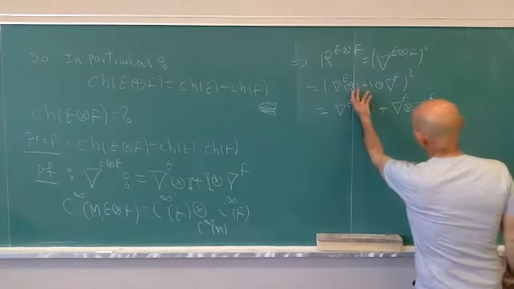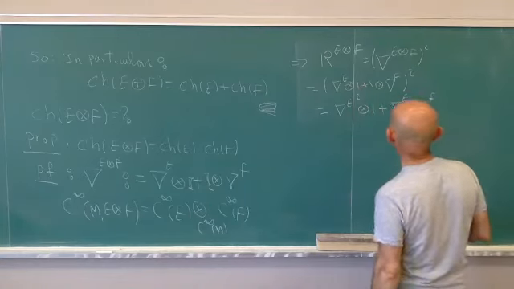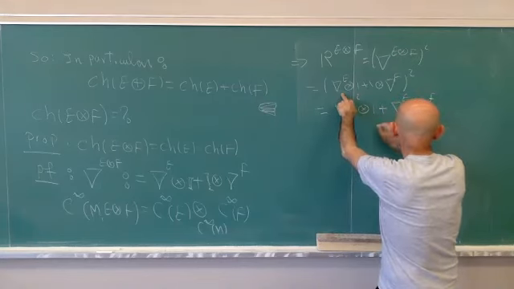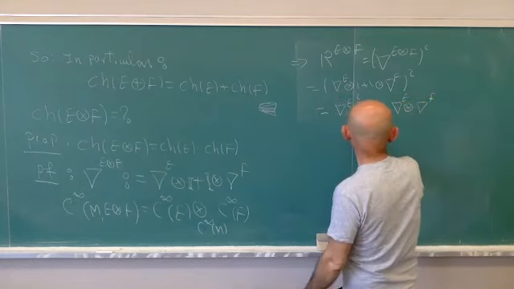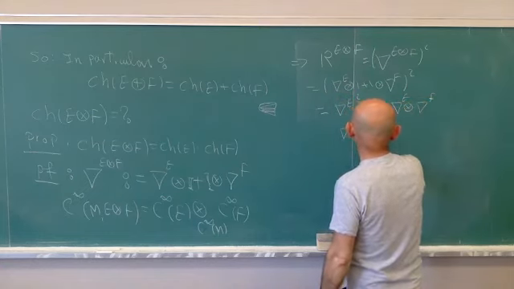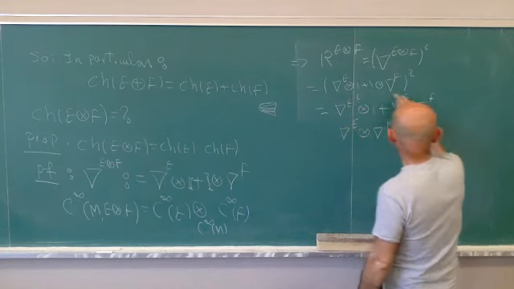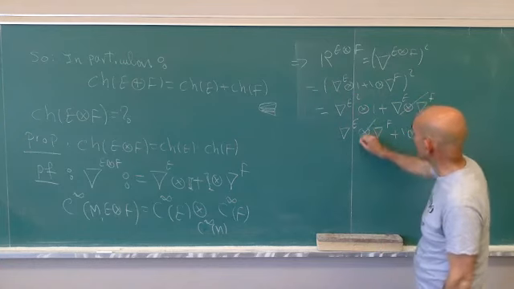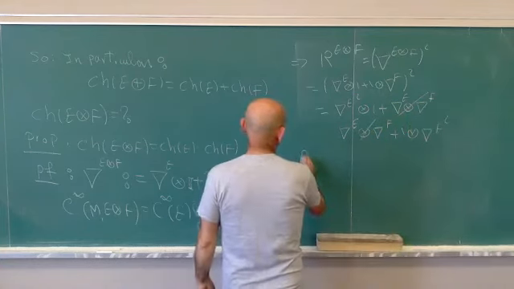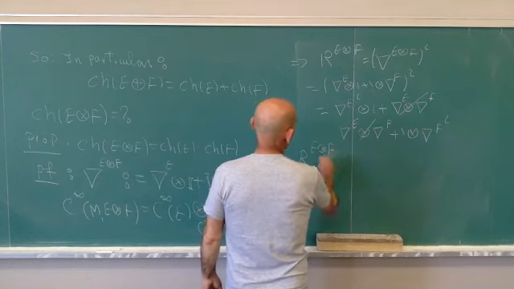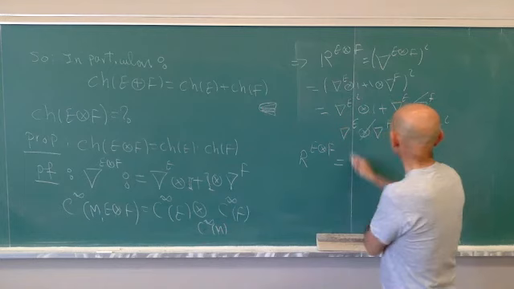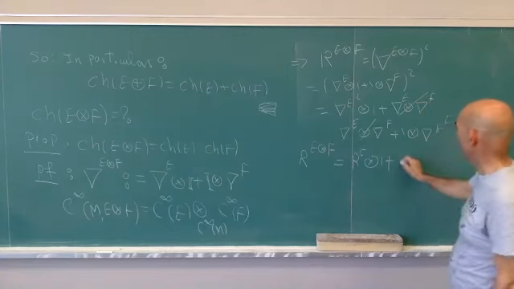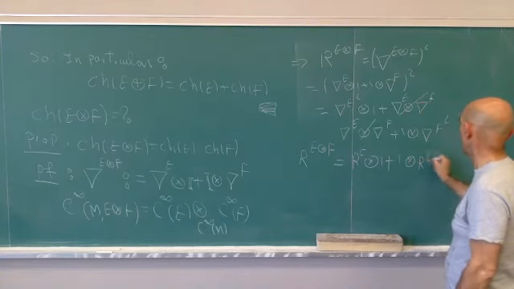But if you think of it as operations, there's going to be cancellation. So nabla E tensor nabla F minus nabla E tensor nabla F again, plus one tensor nabla F squared. And these two things cancel. So it just shows that R of E tensor F is equal to R tensor 1 plus one tensor RF.